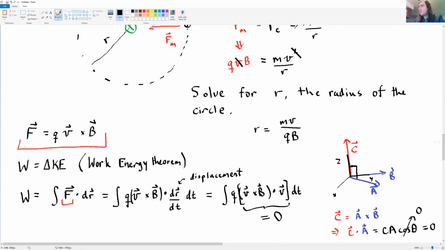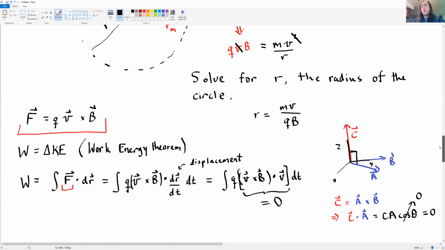So this is an important result that applies for magnetic fields. What it means is that the work done by a magnetic field is always equal to 0. So magnetic fields cannot do work on charged particles.